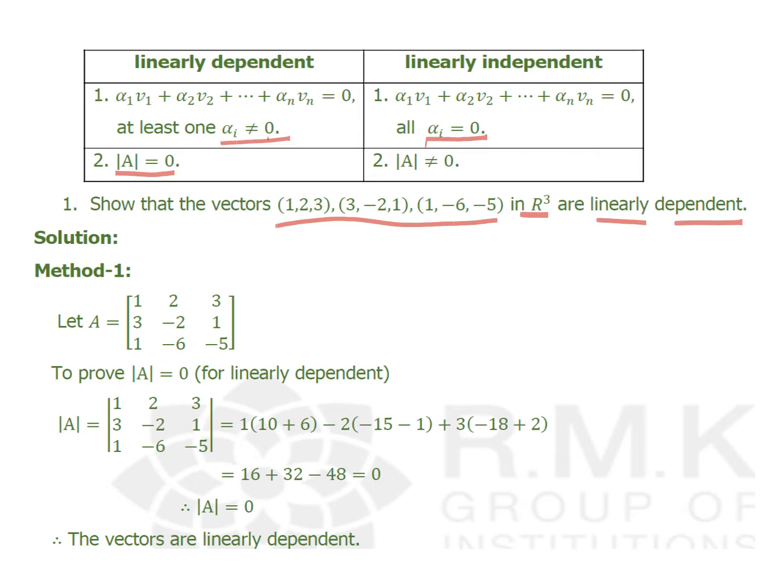Now for this, let me find the determinant value. Let us take determinant A. When I expand, I am able to see that we get 0. So determinant A equal to 0. Whenever determinant A equal to 0, we say that the vectors are linearly dependent. So this is one way of proving. The other way is the row echelon form, where again we can prove that they are linearly dependent.